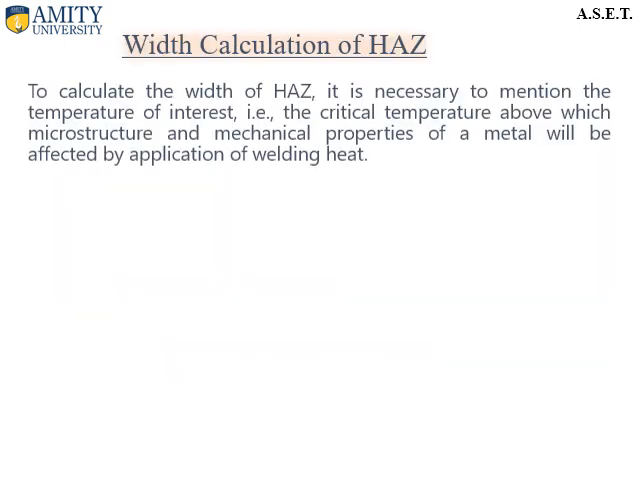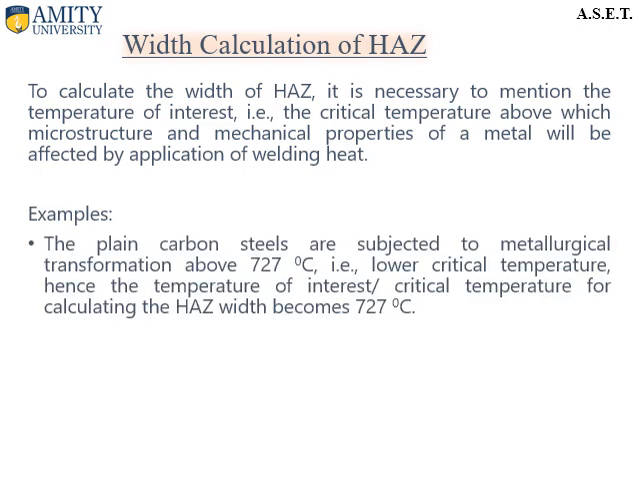Now let us discuss on what basis the width of the heat affected zone should be calculated. In order to calculate the width of the heat affected zone, it is necessary to mention the temperature of interest, which means the critical temperature above which the microstructure and mechanical properties of a metal will be affected by the application of welding heat. Let us understand the same using some examples.